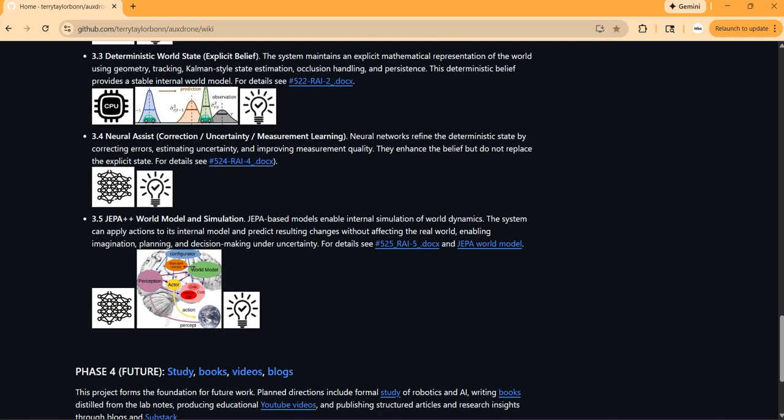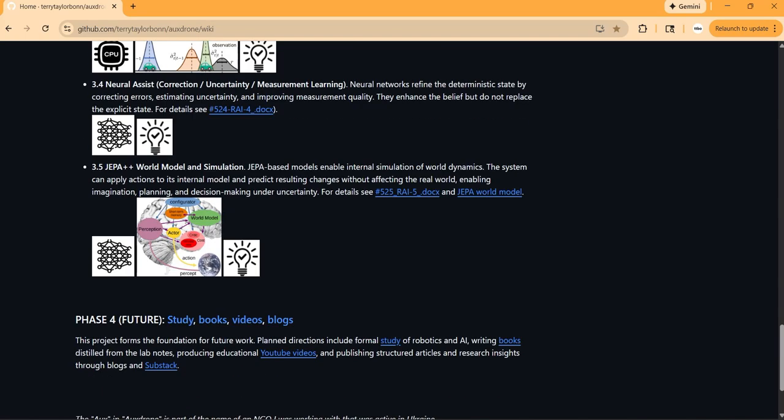Then neural assist, neural networks that refine the deterministic state by estimating uncertainty and correcting errors. Then the JEPA model, this most interesting part, enabling internal simulation of actions, allowing the system to predict outcomes and plan before acting. This phase focuses on the core algorithms required for reliable autonomous behavior.